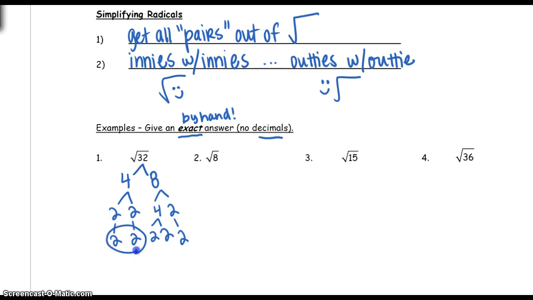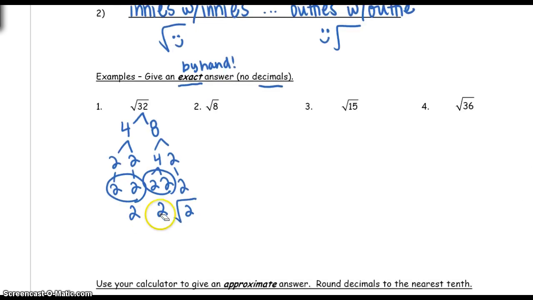For every 2, 1 comes out, because it's a square root. And then this little guy right here has to stay in. Well, these are outies. These 2 guys are outies, and they're multiplying. So you may multiply them together. Okay? So 4 root 2 is what your answer is going to be.